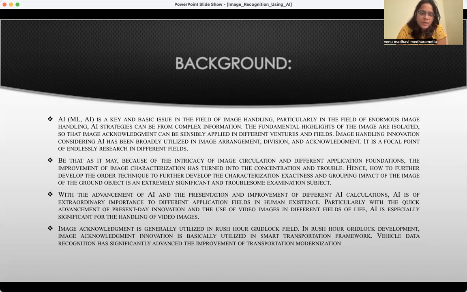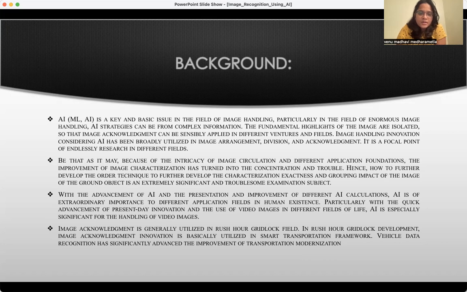With the advancement of AI and the presentation and improvement of different AI calculations, AI is of extraordinary importance to different application fields in human existence, particularly with the quick advancement of present day innovation and the use of video images in different fields of life. AI is especially significant for the handling of video images.